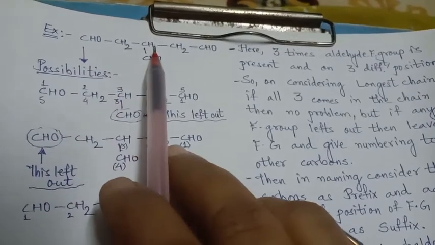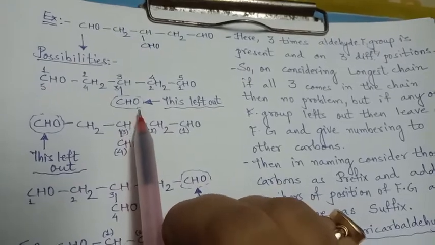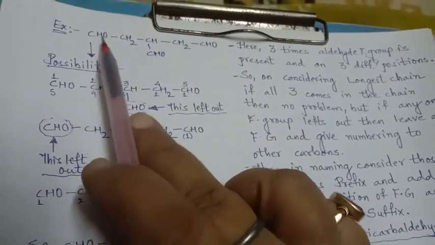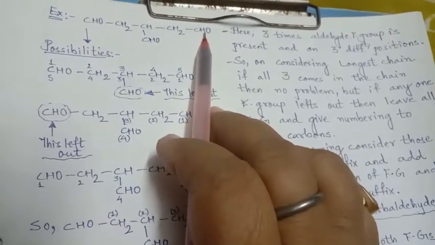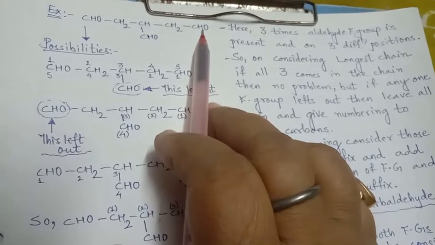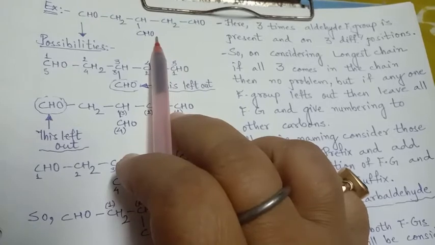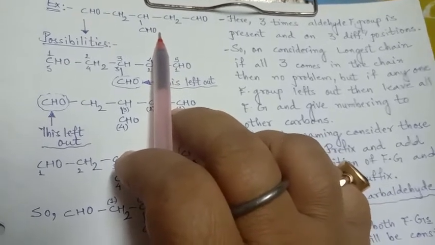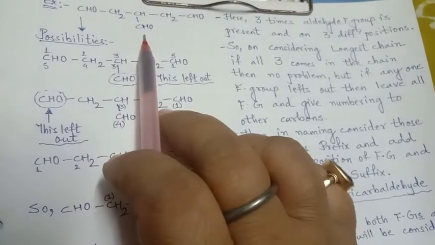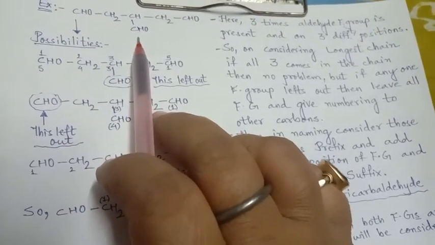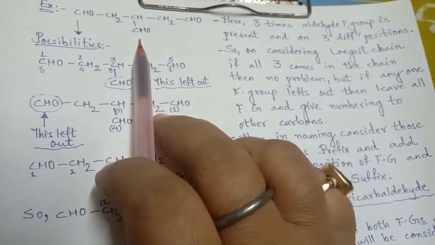CHO, CH2, CH, CHO, CH2, CH. Now here see what happens. 1, 2, 3. On 3 places we have aldehyde group. Now we will have to see that rule that all the functional groups should be considered into the parent chain. It should not be left out, right? So here they are all in the three different position, and if we are considering longest chain, then all three come in the chain, then no problem.